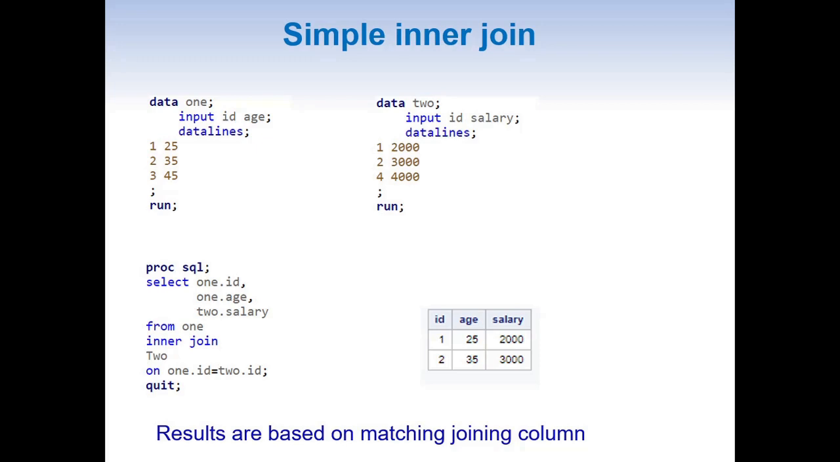But it is an important practice to have things like 1.id, 1.age and 2.salary so that whoever is looking into the code can directly understand that these particular variables are coming from this data set. And even if we don't mention 1.age and 2.salary, it's not going to give any error. It's just a best practice to do so.